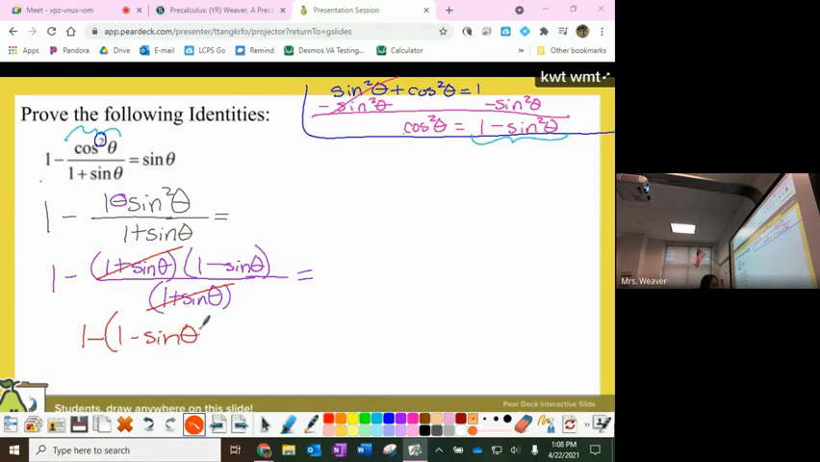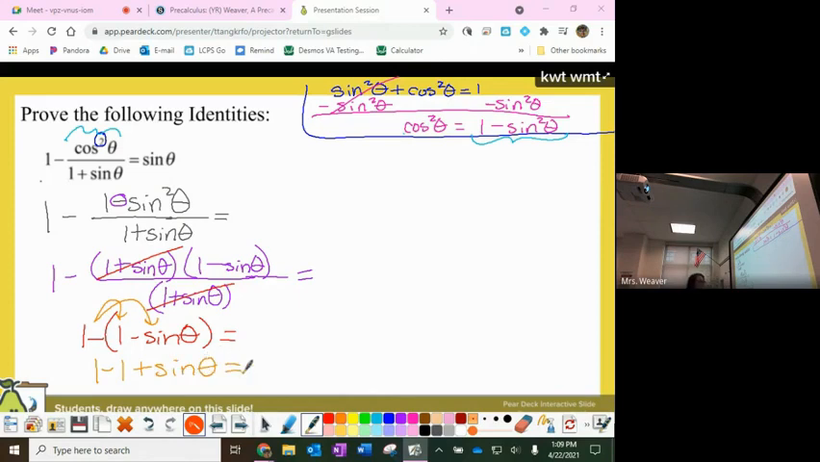Now, I almost forgot to put my parentheses around this, which would have been a big mistake. This is 1 minus this entire expression. So we'd have to subtract this entire expression. So that subtraction sign distributes to both terms. We've got to do 1 minus 1 and 1 minus negative sine theta. Minus a negative makes a plus sine theta.